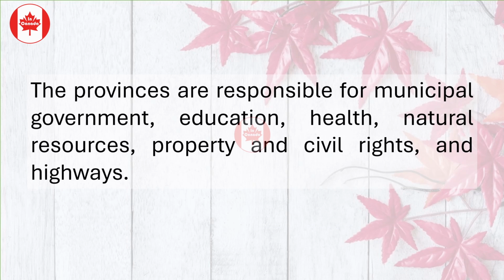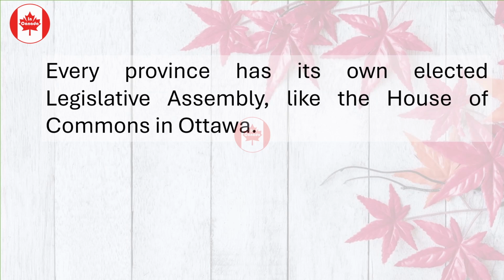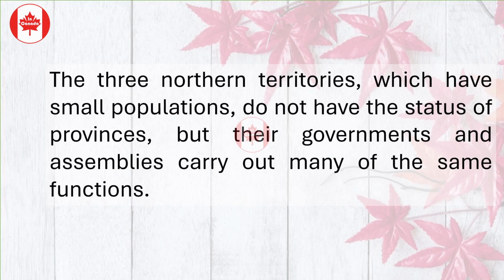The provinces are responsible for municipal government, education, health, natural resources, property and civil rights, and highways. The federal government and the provinces share jurisdiction over agriculture and immigration. Every province has its own elected legislative assembly, like the House of Commons in Ottawa. The three northern territories, which have small populations, do not have the status of provinces, but their governments and assemblies carry out many of the same functions.